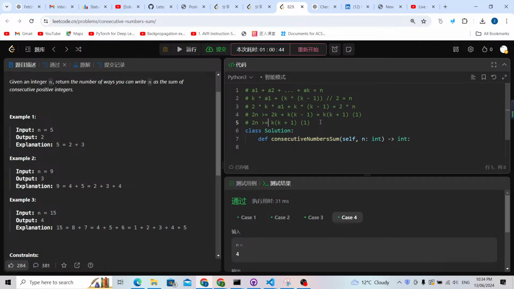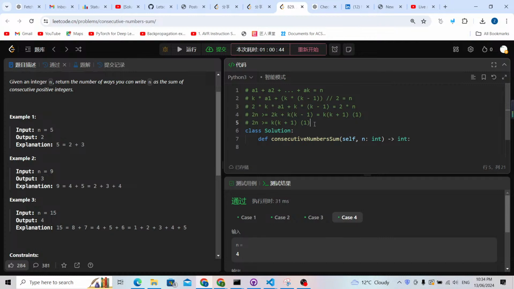We're going to use this first formula to check the result, because basically we have the value of n, and another value is k. So we can just enumerate this case, because k is just a divisor. Now basically this k times (k plus 1) should be less than or equal to 2 times n.